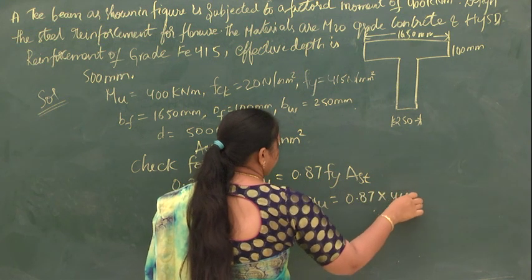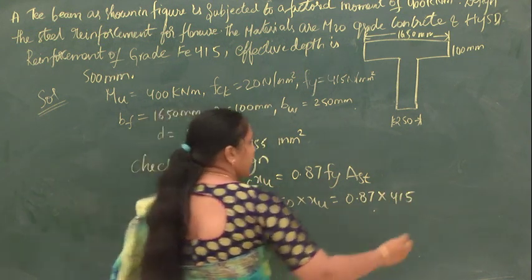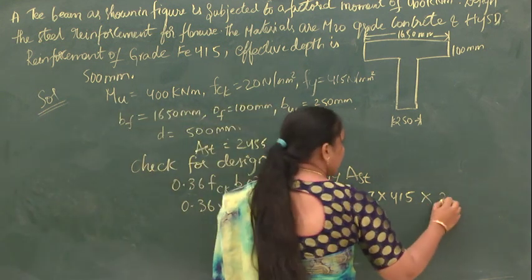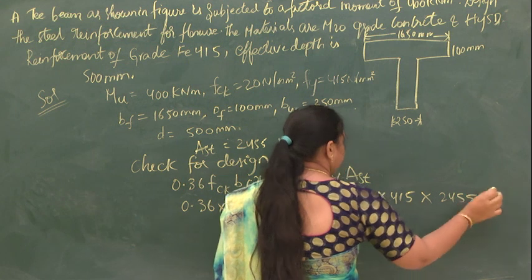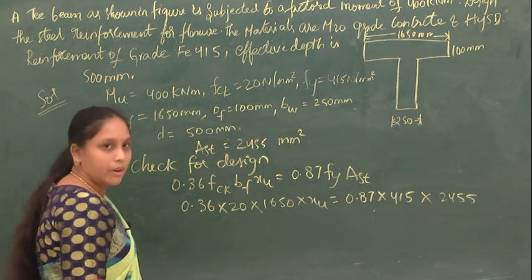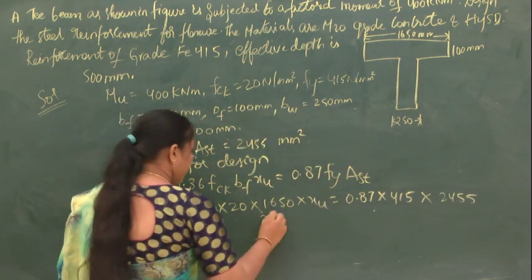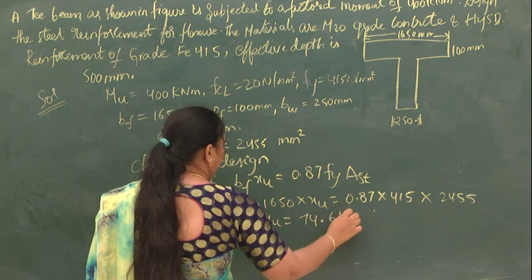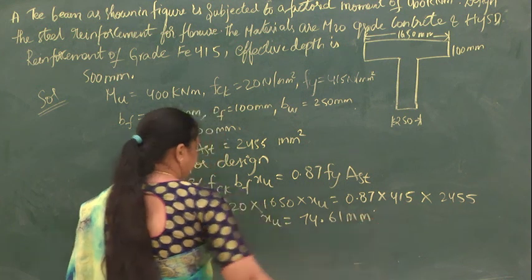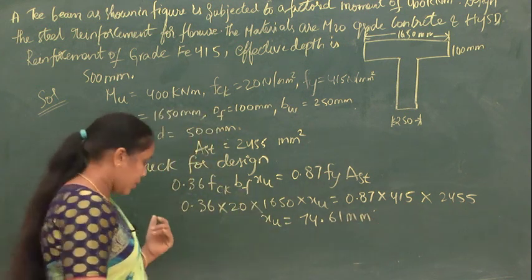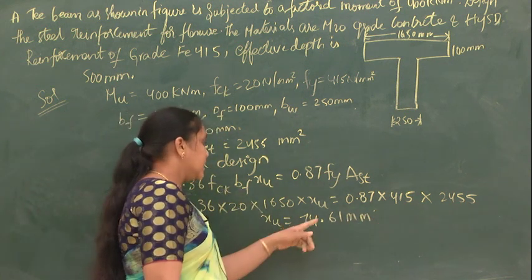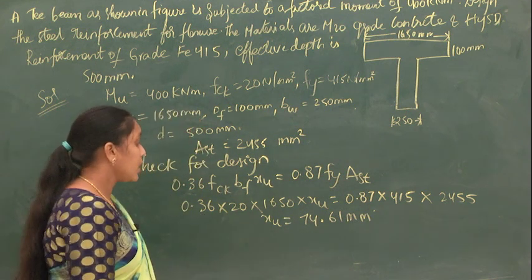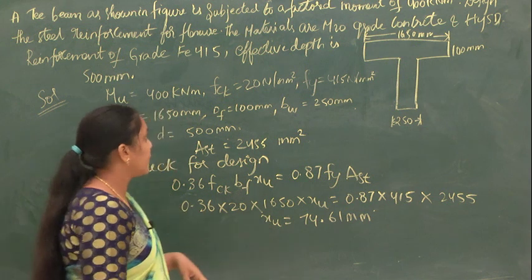What is Fy here? It is 415 into the AST. What is the AST? What we have provided? It is 2455 mm square. So from this part we'll get the value of XU, which will be 74.61 mm. So if you solve this, you're going to get a value of XU which is 74.61 mm.